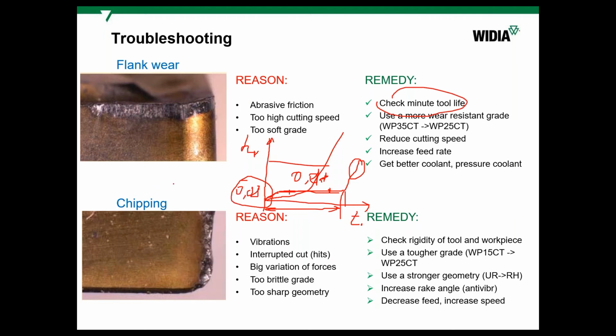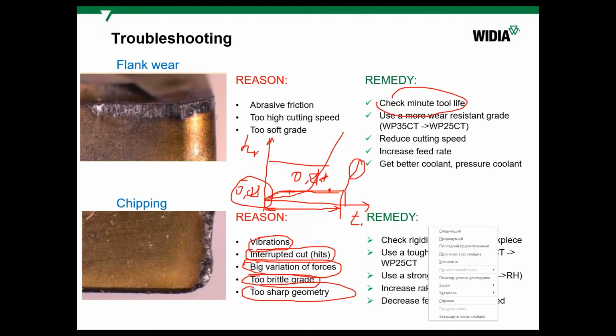So if we face chipping, it's a brittle wear. It can appear because of vibrations. If the system, I mean machine tool, cutting tool, equipment which is clamping the workpiece, or the overhang is too big, there can be vibrations. Interrupted cut because of the component. Big variation of forces because of the material. Too brittle a grade also, too sharp geometry.